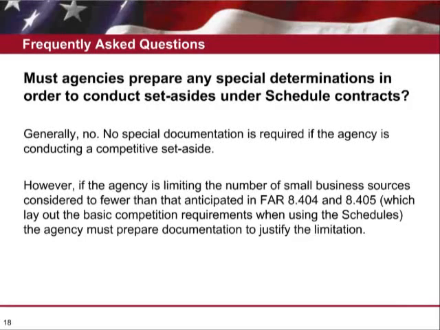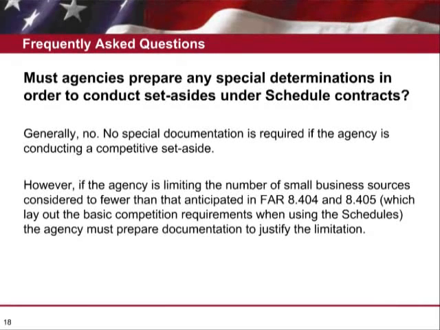So to make it really simple, if you don't get at least 3 quotes back from small business, if that's what you are doing a set-aside for, then there will be documentation requirements. But if you follow the ordering procedures of 8.404, there's no other documentation requirement.